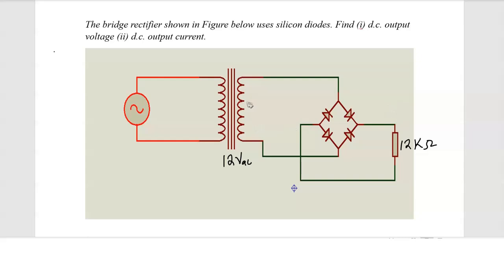So the input here to the bridge rectifier is 12 volts AC. What is coming out of the step down transformer is 12 volts AC. Now, when it comes in here, we'll have a DC output or a DC voltage appearing at the load resistor here. So let's look for the DC output voltage.